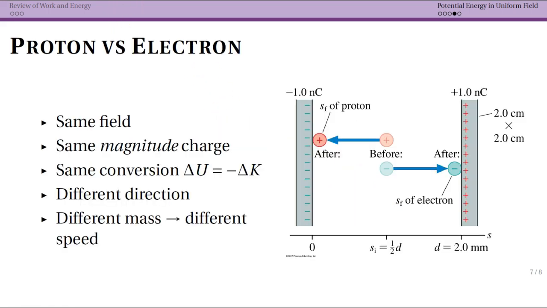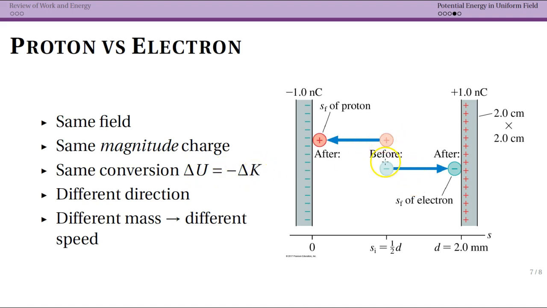So what if we compare a proton versus an electron? And this is something where you have to really stop and think about what's happening. Now we can place them in the same parallel plate capacitor. That means that you have the same field because the parallel plate capacitor creates the field. Now a proton and an electron have the same magnitude charge, but they have opposite signs. And we're going to have actually the same conversion, that our change in potential energy is going to be equal to our negative change in kinetic energy. Keep in mind that there is a sign here, so a decrease in one is an increase in the other.